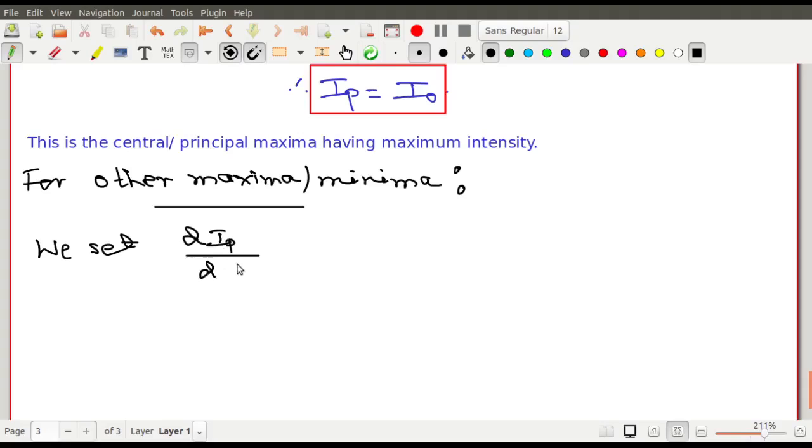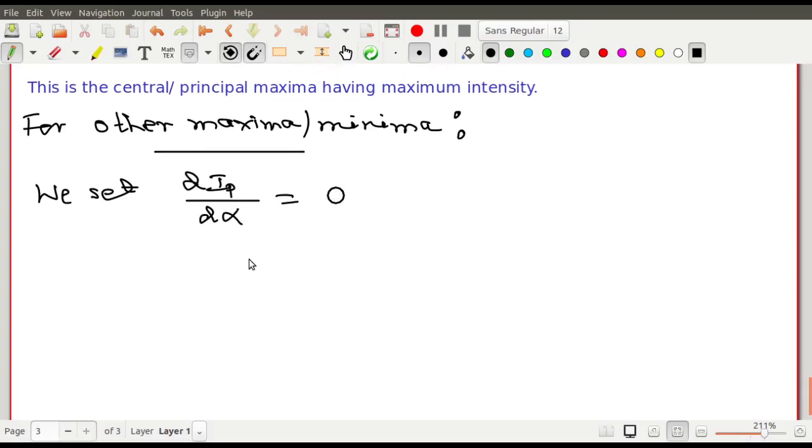dI by d alpha, I set it to be 0. dy by dx, the first derivative is 0, that means you have reached a maxima or a minima point. It can be maxima, it can be minima. Calculate করে দেখা যাক, let us calculate and see what happens. So this is basically d by d alpha of that sin square alpha by alpha square, and that comes out to be 0.